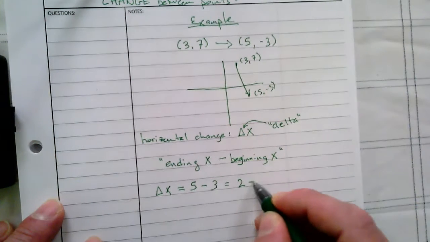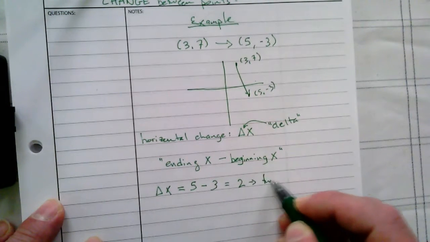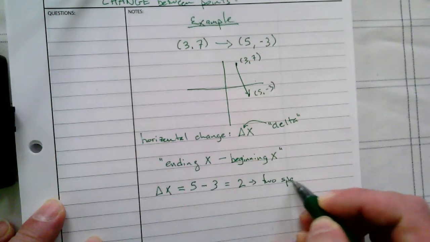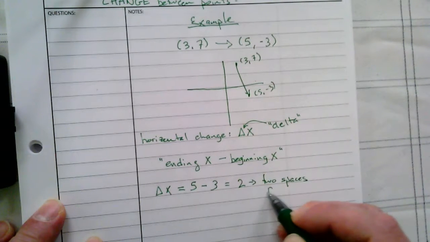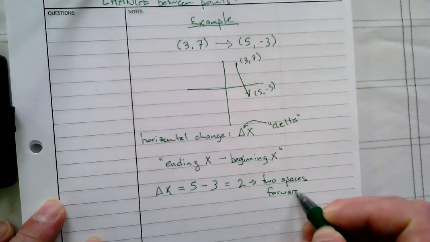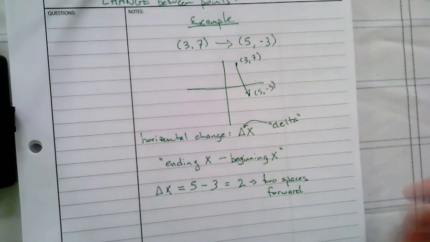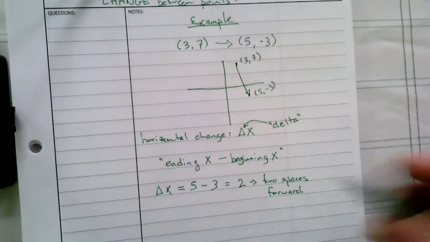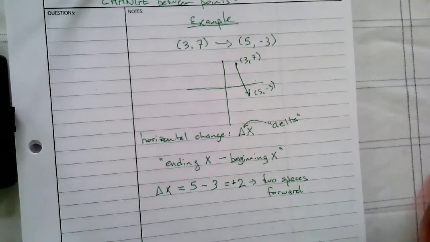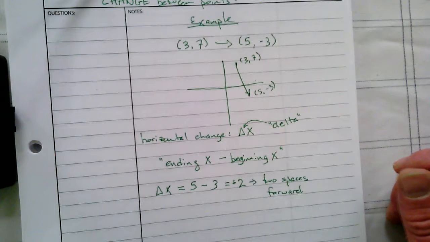And this translates into 2 spaces forward. 2 spaces forward. We know it's forward because it's positive. Positive 2 means 2 spaces forward.